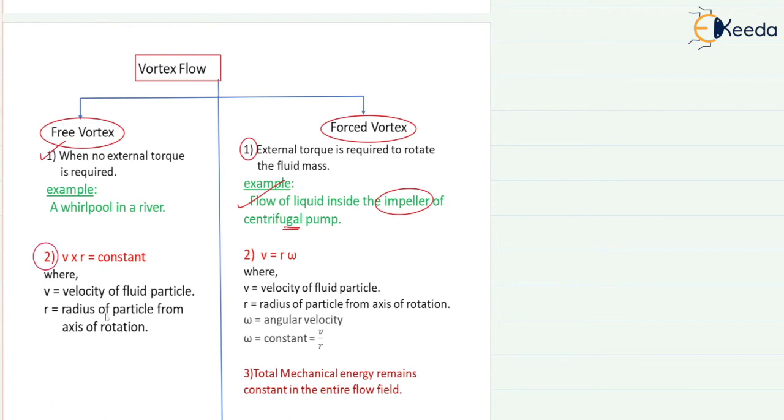V into r equal to constant. We are going to see in the next page how this equation is valid, where v is the velocity of the fluid particle and r is the radius of the particle from the axis of rotation.